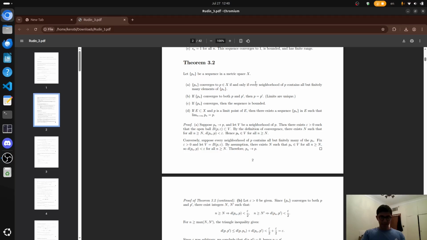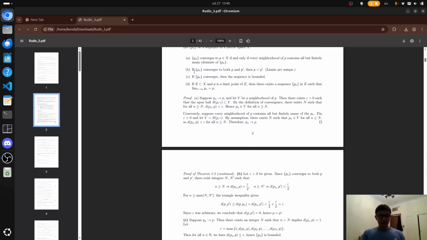And here it said it contains all but finitely many elements of Pn, and we've done that because we said that for n greater than or equal to N, all of the Pn are in V. So that means before N we have finitely many points that are not in that neighborhood, right? So we can say that it contains all but finitely many elements of Pn.